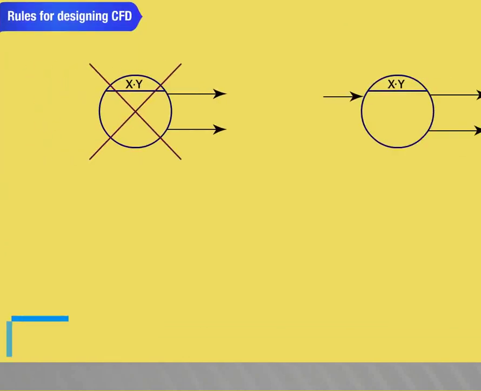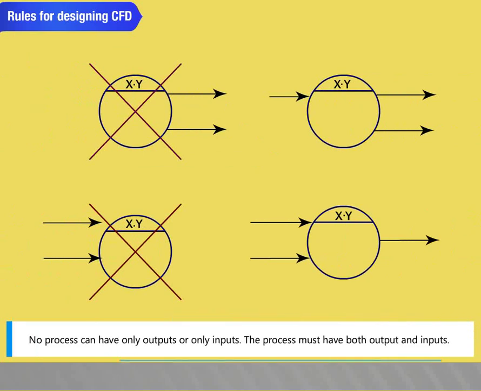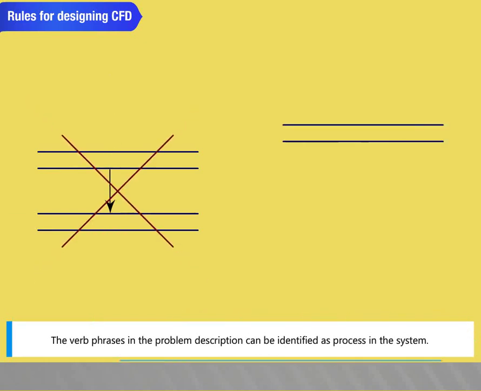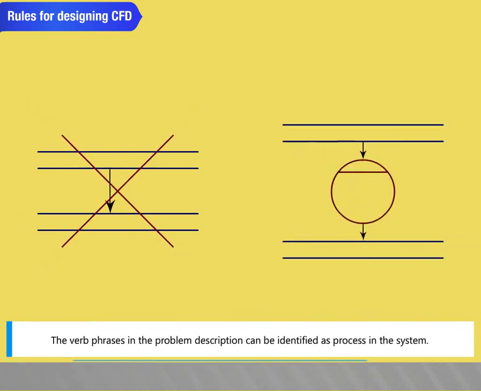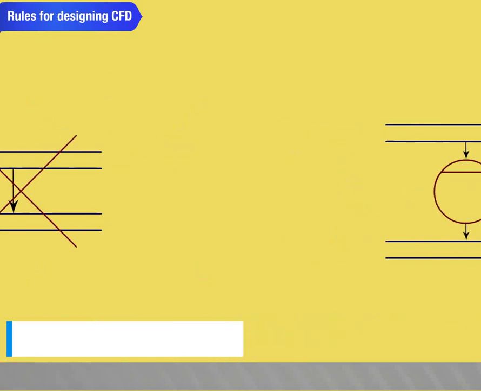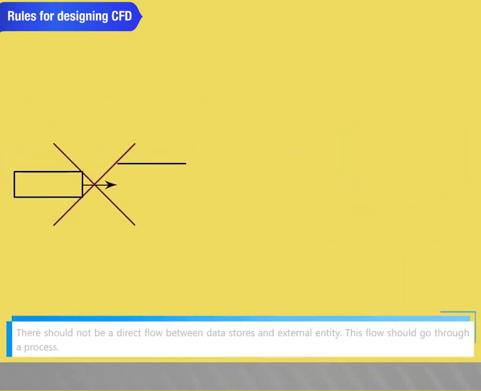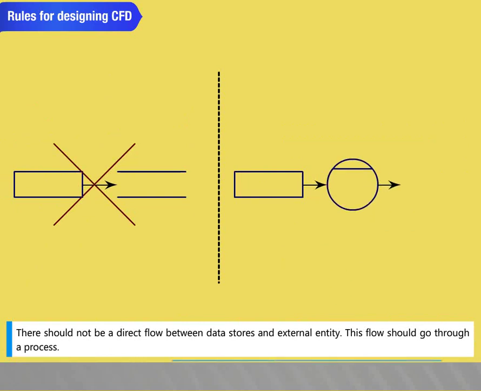Rules for designing CFD. No process can have only outputs or only inputs. The process must have both outputs and inputs. The verb phrases in the problem description can be identified as process in the system. There should not be a direct flow between data stores and external entity. This flow should go through a process.